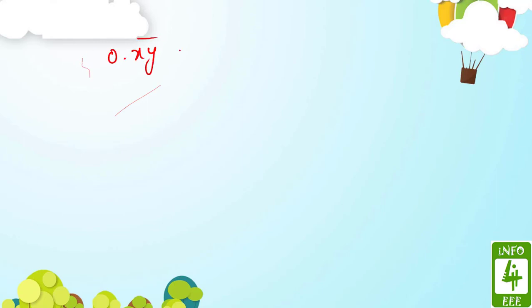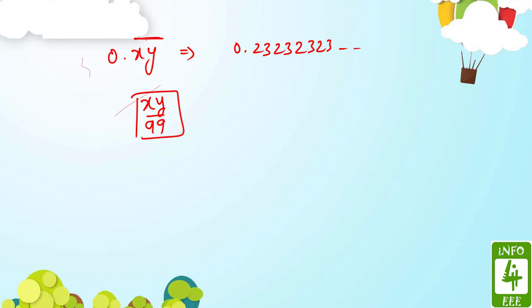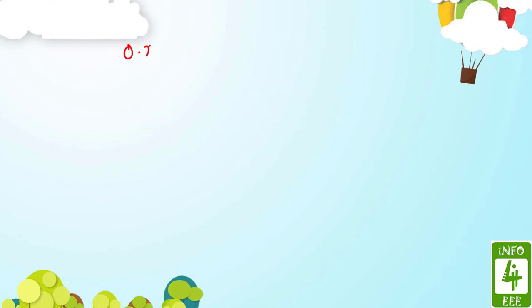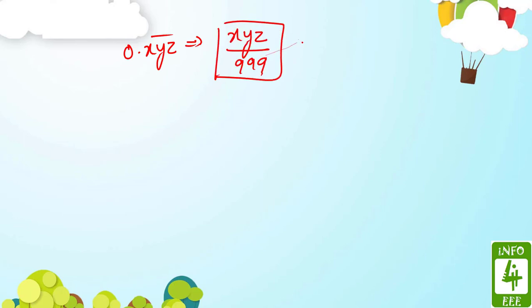Suppose we have 0.xy bar. For example, 0.23232323, and so on. What you need to do is the same way. The answer will be xy upon double 9. How many bars are there? The bar is on two numbers, so we just need to write xy upon double 9. So the answer will be 23 upon 99. Similarly, let's say we have a bar on three numbers, xyz bar. The answer will be xyz upon triple 9. So it is an easy way.